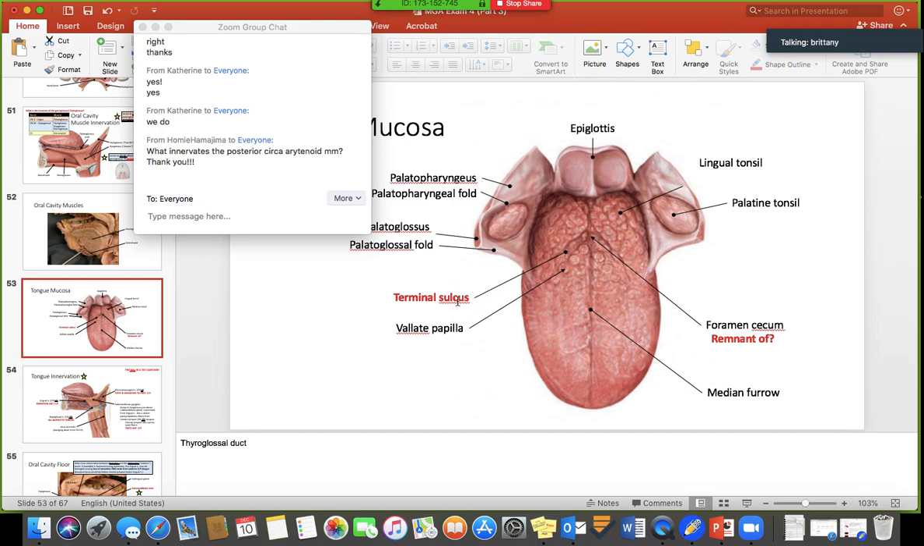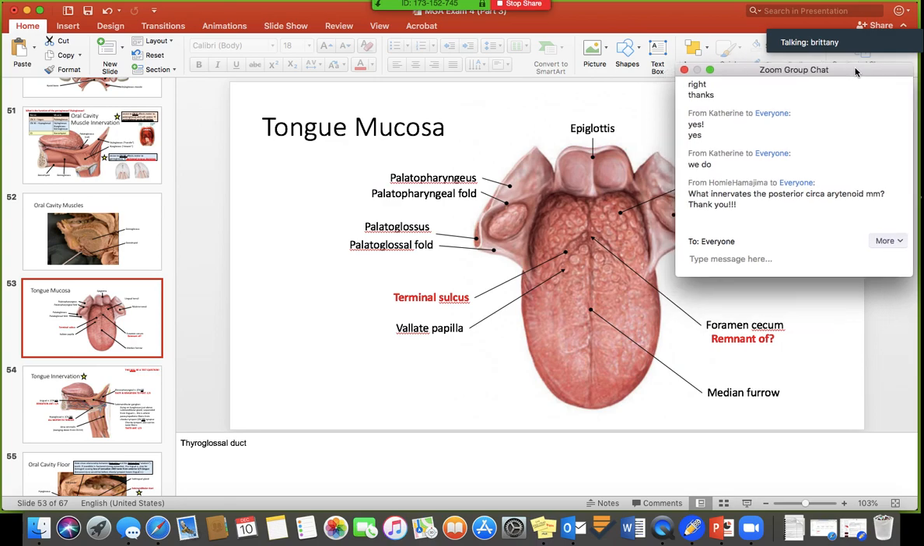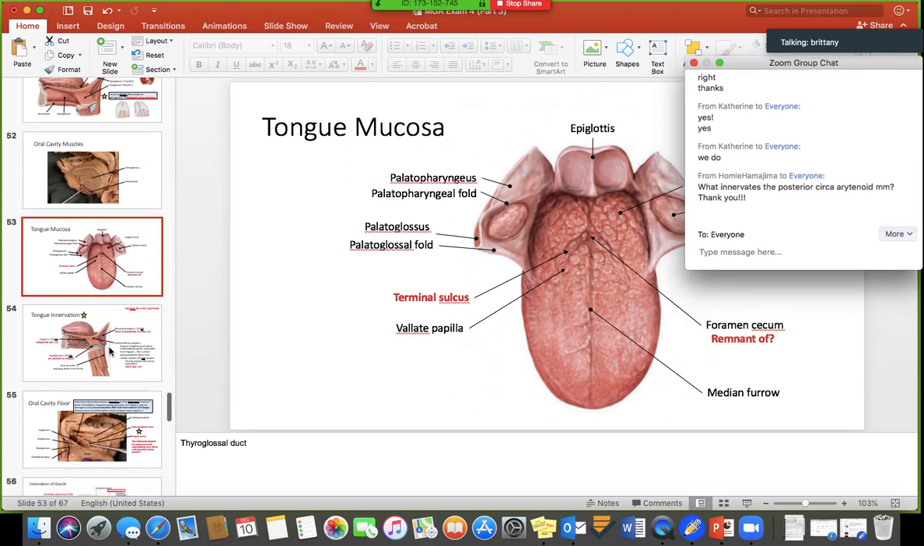Okay. So the two things I would focus on here is knowing where the sulcus terminalis is, and then knowing that the foramen cecum is a remnant of the thyroglossal duct. Also, I wouldn't worry about taste buds. Well, okay. Worry about taste buds for histo, but not for anatomy.